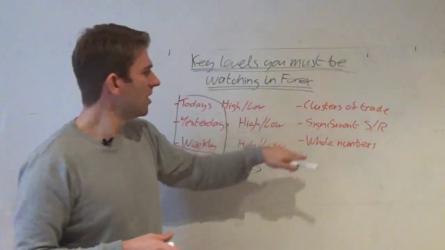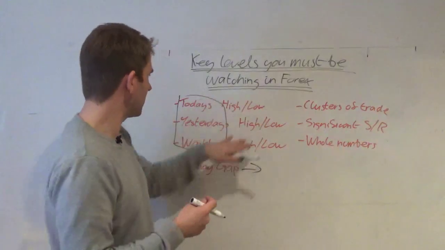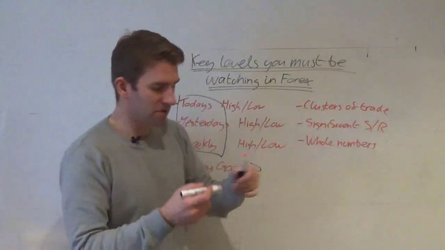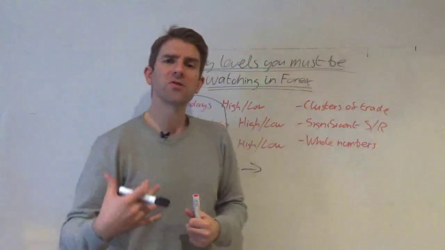All right, so we've got now support and resistance, which are a bit subjective. These are all actually defined. Everyone's got the same kind of thing. So this is sort of some subjective support and resistance. So clusters of trade.